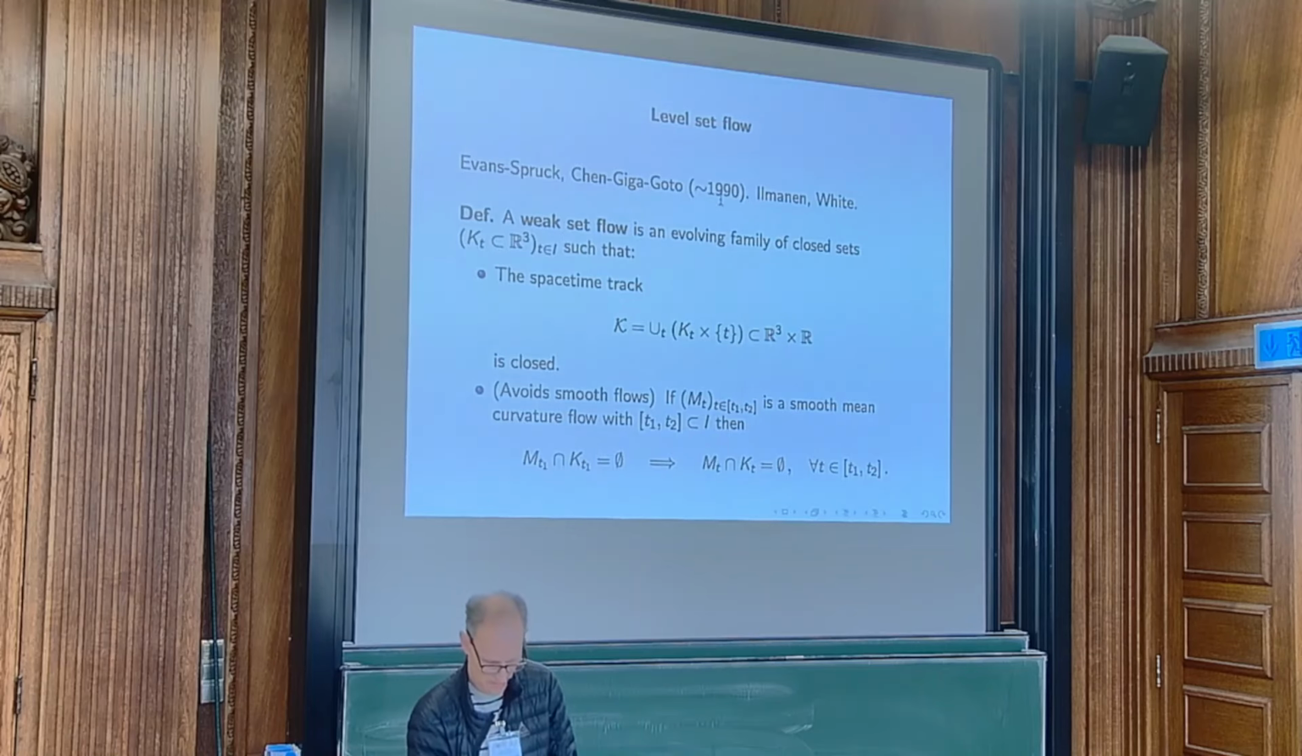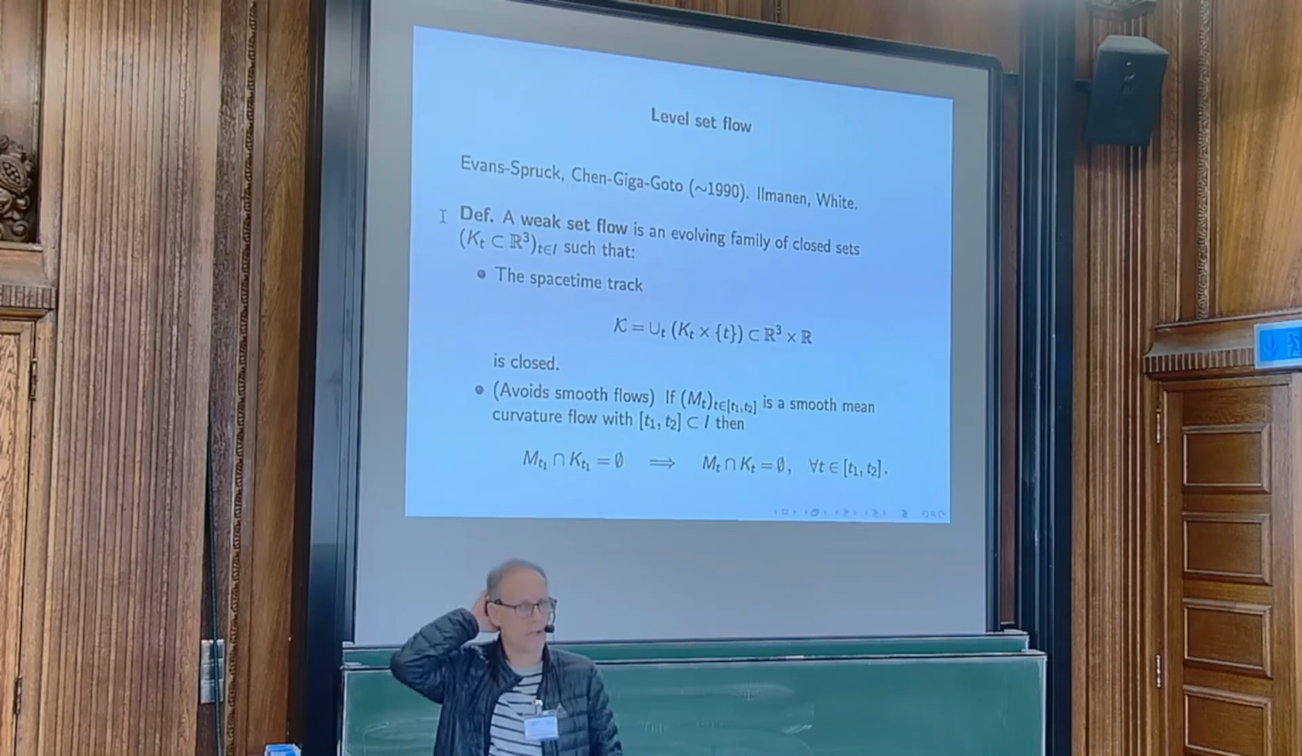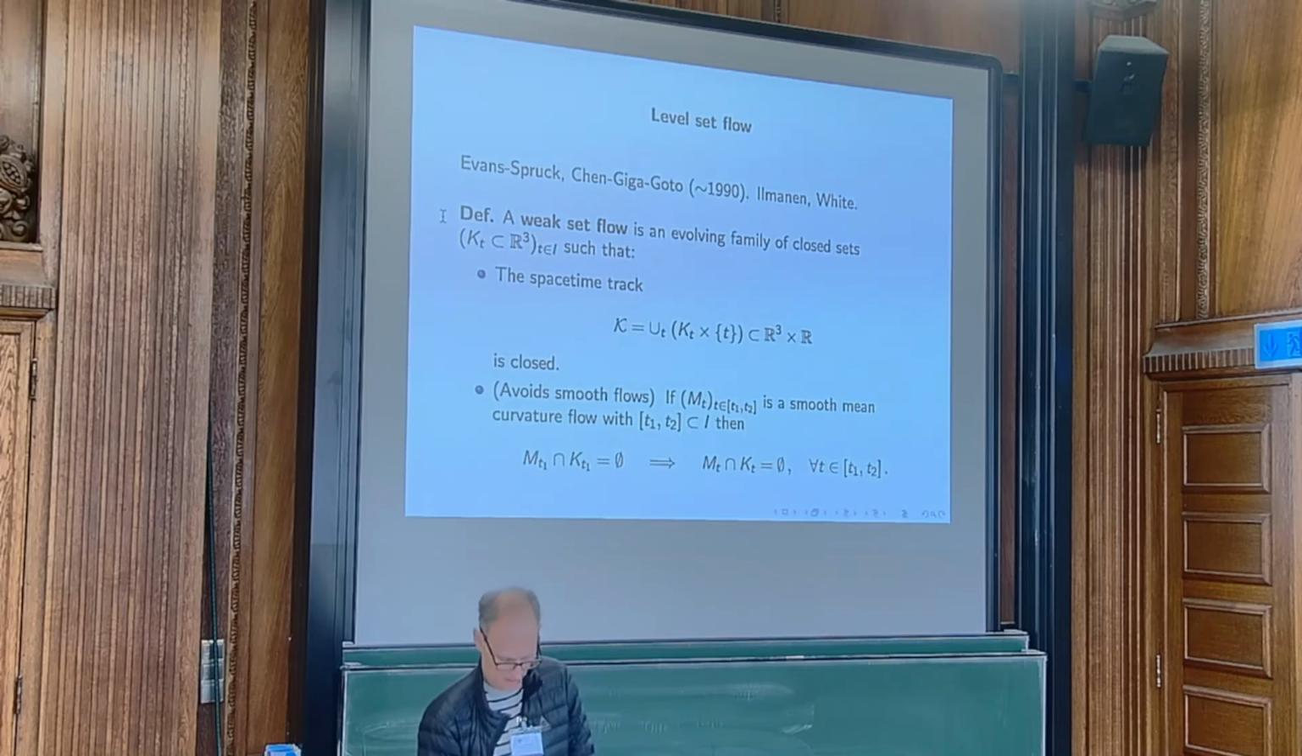So this was introduced around 1990. Here, instead of having evolving measures, you have evolving closed sets. Okay, so you take a family K_t, t in some time interval, where these guys are closed sets. And the first requirement is the space-time track, defined as before, should be a closed subset of space-time. And the second condition is that we're imposing the avoidance property as an axiom.